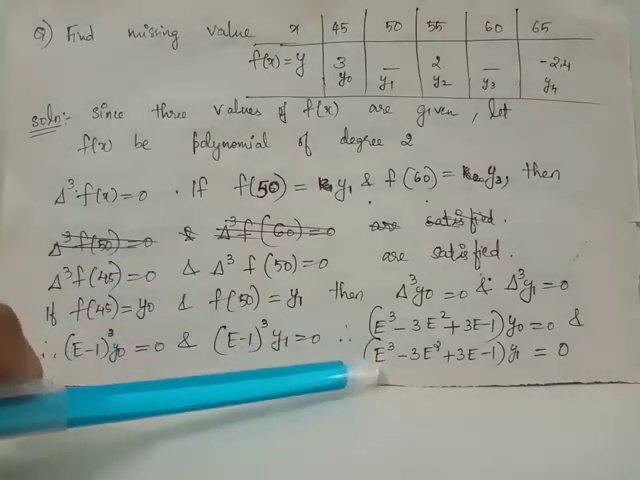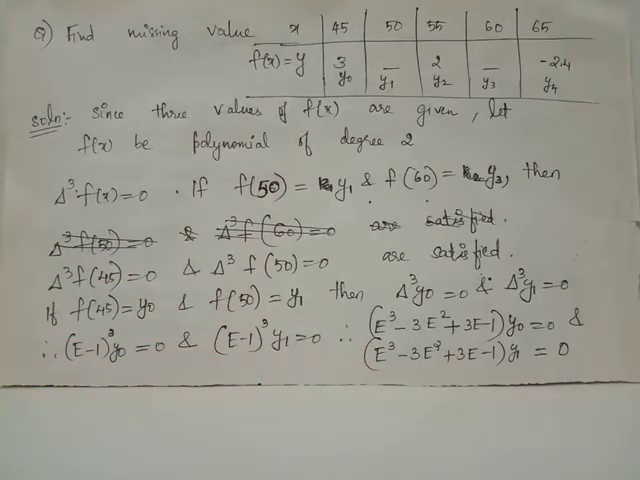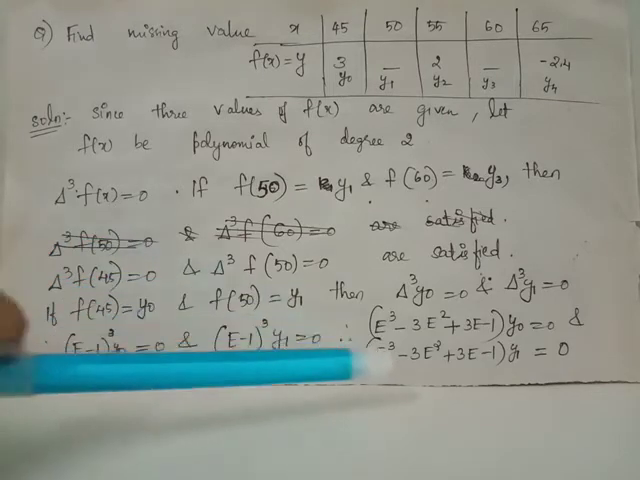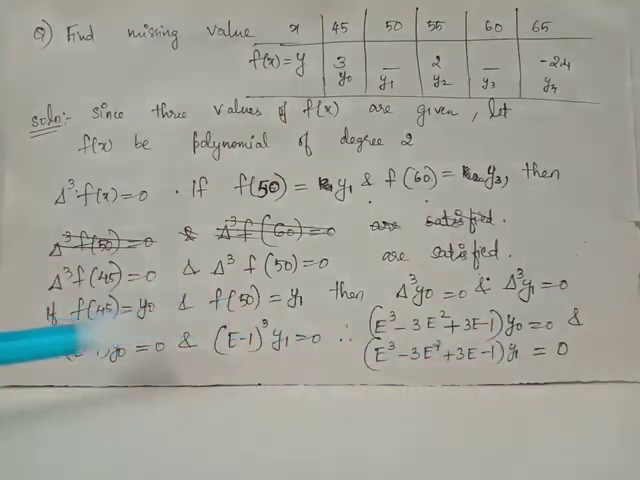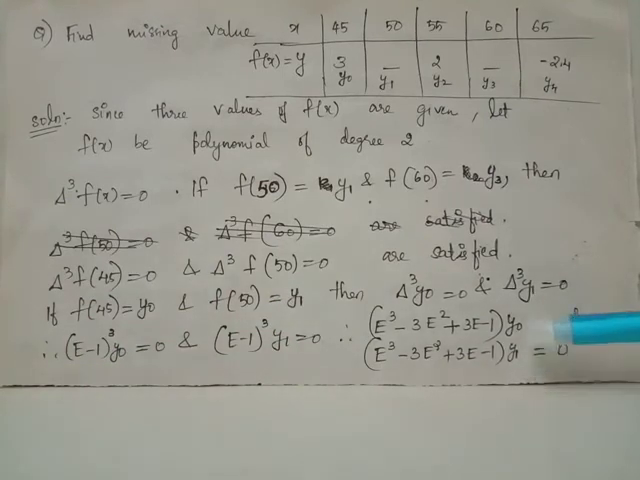Similarly, E cube acting on y1 will display y4 as the output. E square acting on y1 will display y3 as the output. E acting on y1 will display y2 as the output. Here, we are particularly focusing on inputs y0 and y1 from our assumptions, because instead of y1, if we had taken y3 here, when you apply E cube on y3, you will get y6, which is unknown to us.